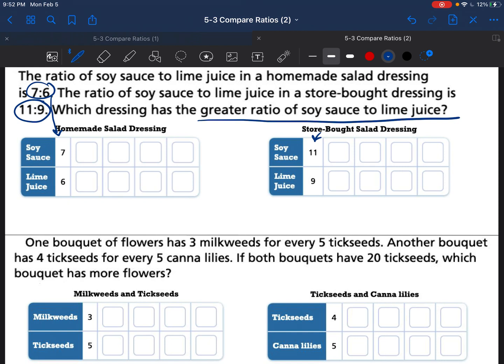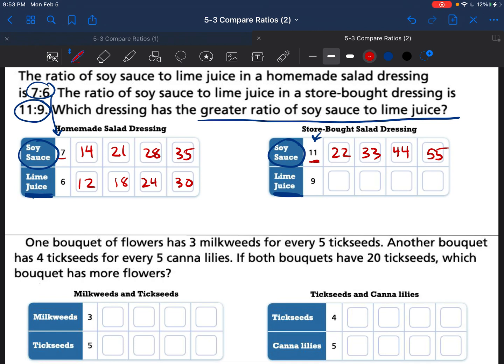And again, that common number needs to be in the same category, whether it's both soy sauce or both lime juice. So let's treat this like a double number line and let's do a little skip counting. We have 7, 14, 21, 28, 35, and then we have 6, 12, 18, 24, 30. And then likewise, let's complete the other table. We have 11, 22, 33, 44, 55. And then we have 9, 18, 27, 36, 45.